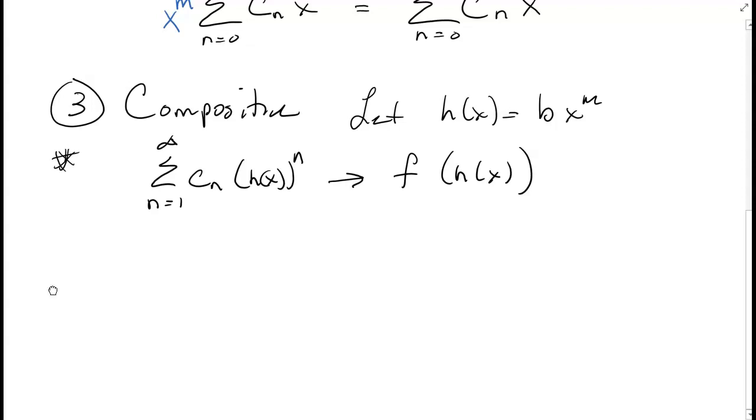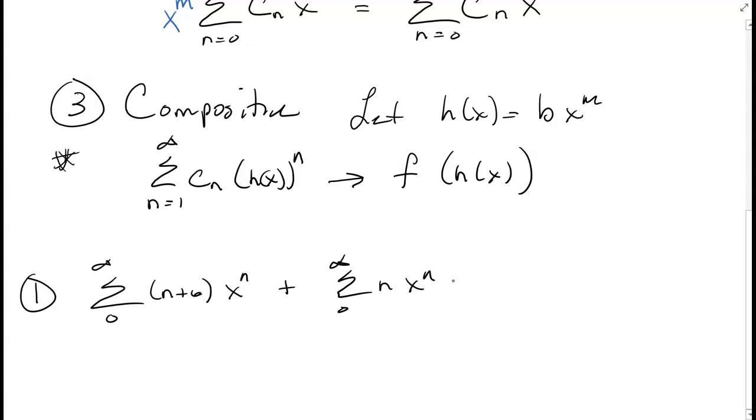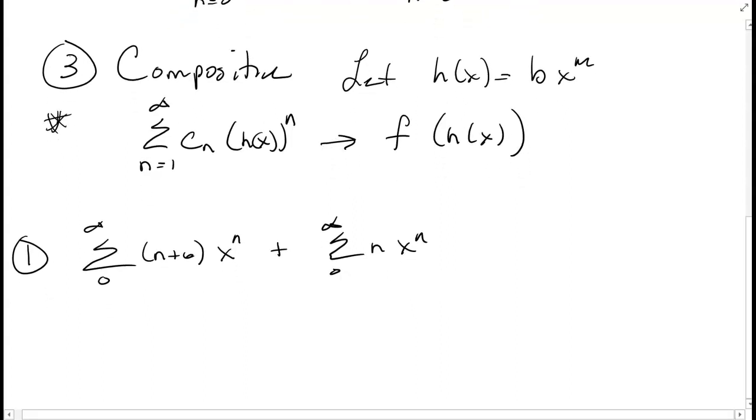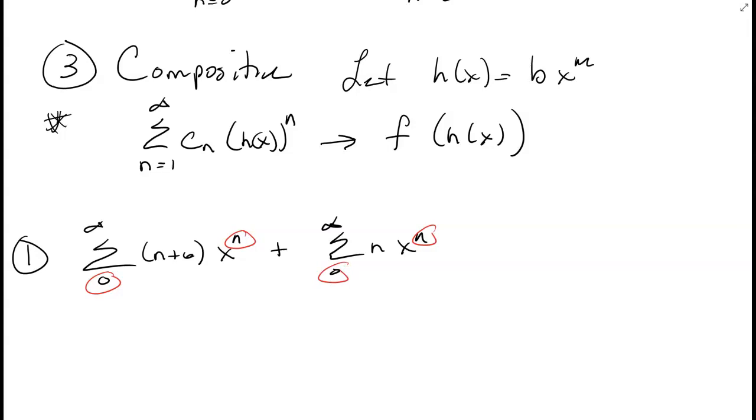All right, so the first property we did, let's suppose I had from 0 to infinity n plus 6 x to the n, and I'm going to add that to another series. So I'm going to add these two series together. Again, what are you noticing? The counter is the same. That's what must be the same. The powers on the x and the counter below the summation have to be the same in order to add or subtract. So that means you can combine these into one series.